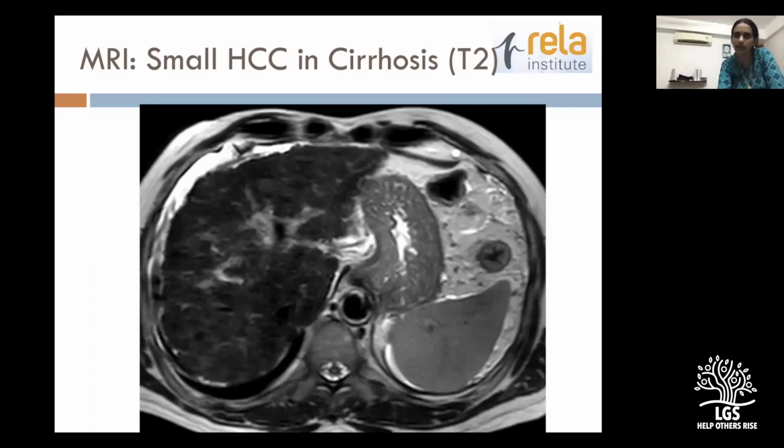While on this slide, I'd just like to point out there is some amount of free fluid. Fluid is bright on T2, so we can see a little bit of ascites and some amount of mild splenomegaly.